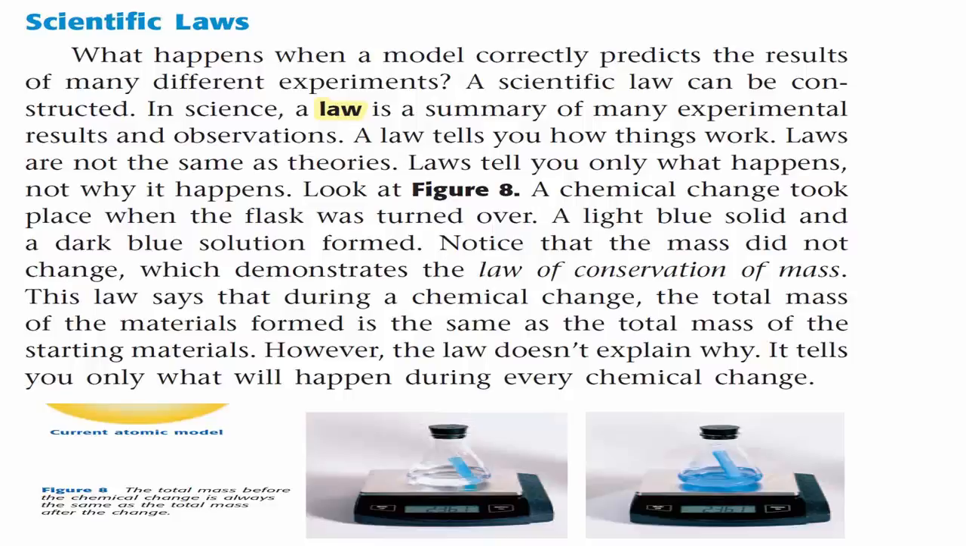Scientific laws. What happens when a model correctly predicts the results of many different experiments? A scientific law can be constructed. In science, a law is a summary of many experimental results and observations. A law tells you how things work. Laws are not the same as theories. Laws tell you only what happens, not why it happens.